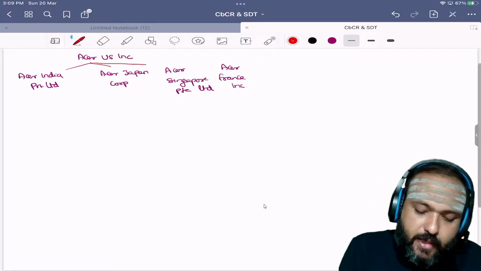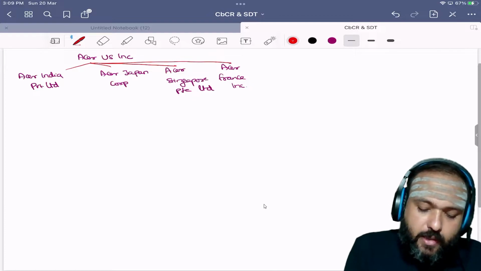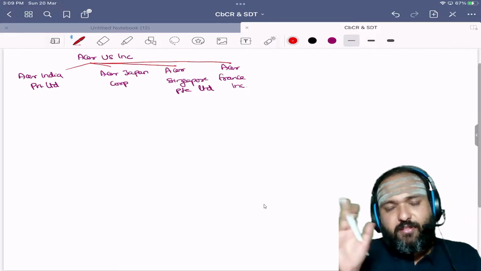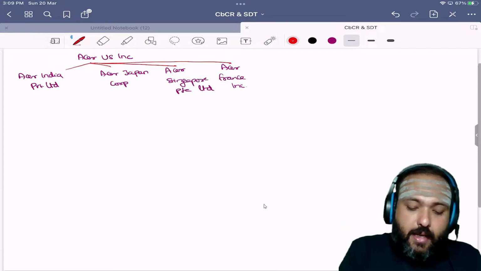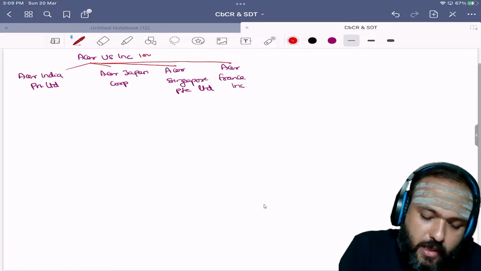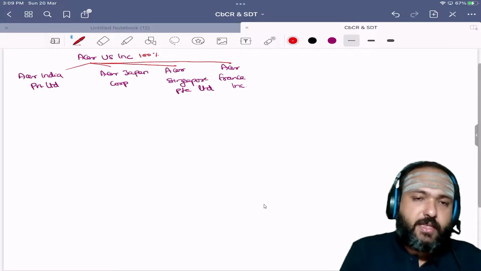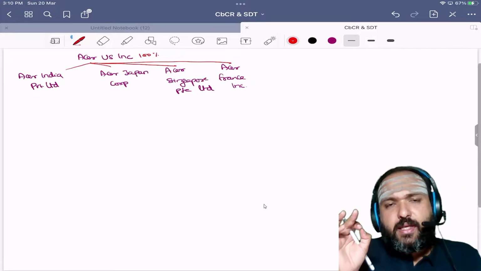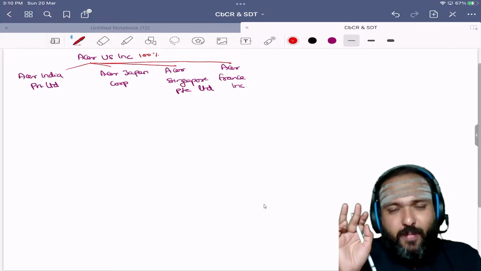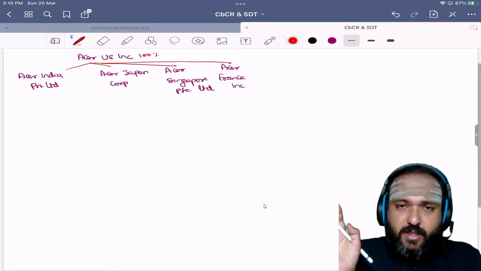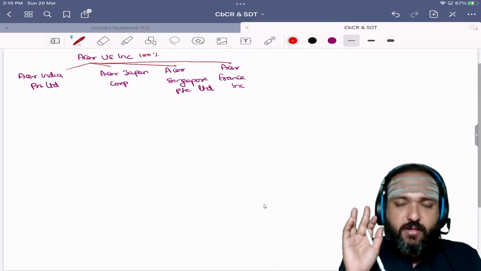Of these five entities, four are being held by Acer US Inc., and Acer US holds 100% shares in all of these entities. So, as per 92A, the restriction is only up to 26%. If you hold more than 26%, you're automatically associated enterprises. So, these are associated enterprises, right?